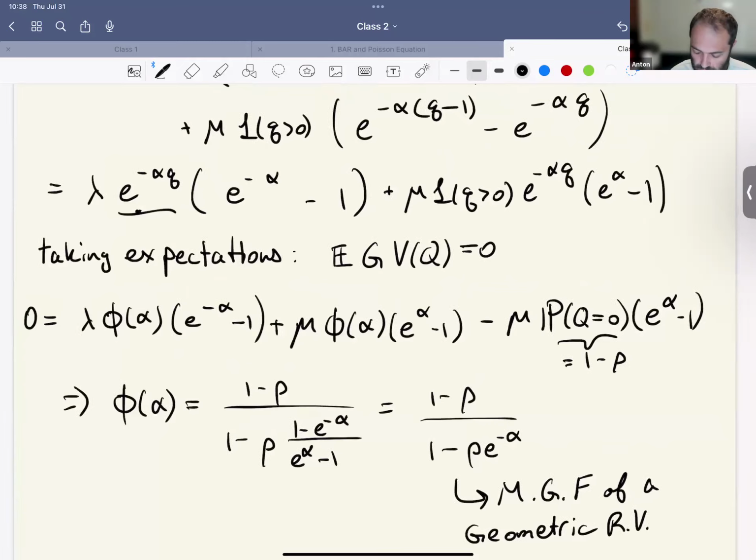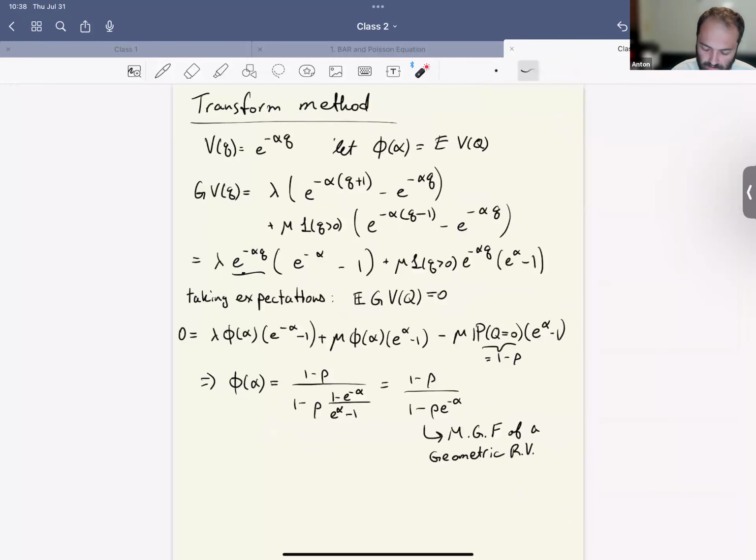Okay, so now we see that if we use an exponential test function, we're basically working with the Laplace transform and the BAR, and we're able to recover the information about the entire distribution. Now, so far I was restricted to the M/M/1 model.